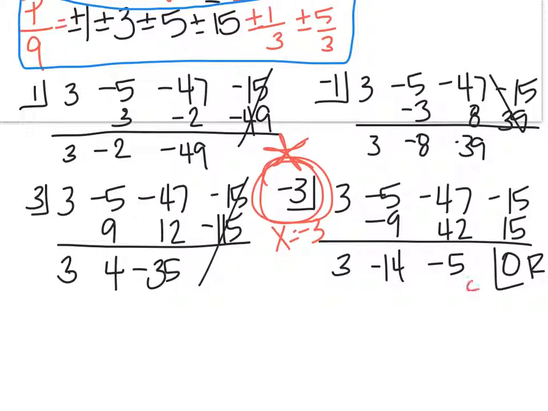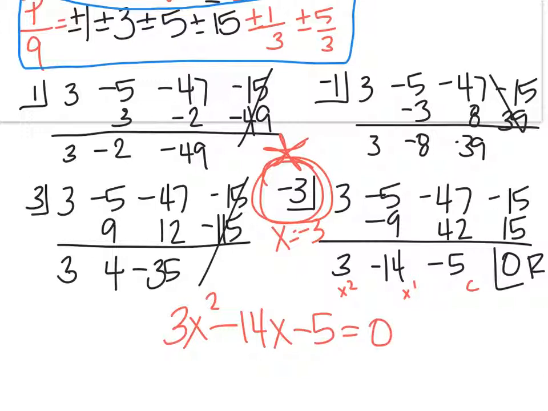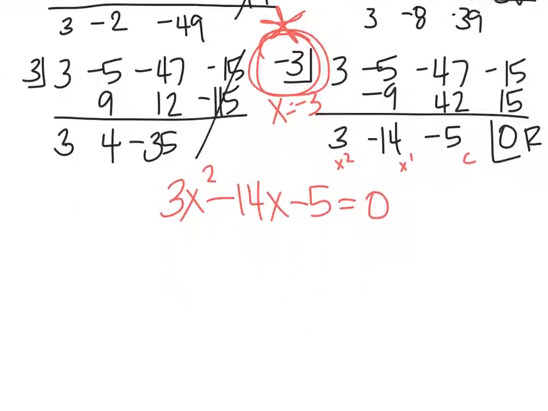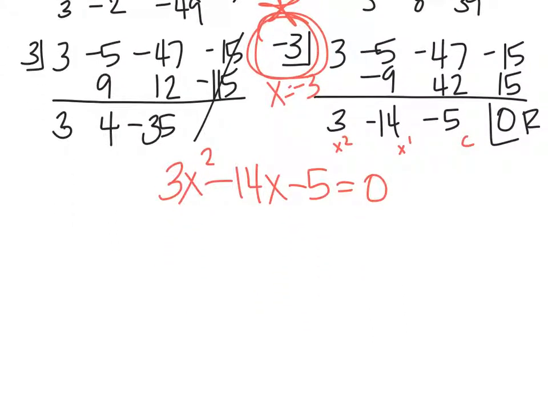Now this is my constant, my x to the first power, and the x squared. So my quadratic that we wanted to drop down to is 3x squared minus 14x minus 5. From here, I'm going to try factoring. If that doesn't work, then I use the quadratic formula. 3, 14, and 5 don't have anything in common, so I can start with the star.